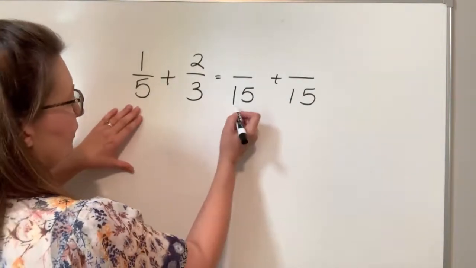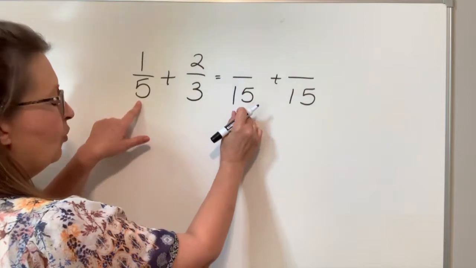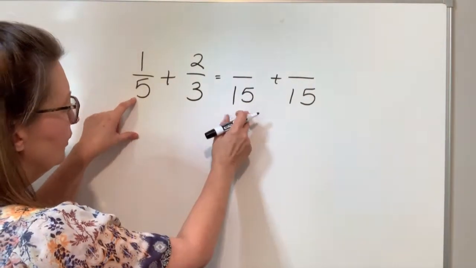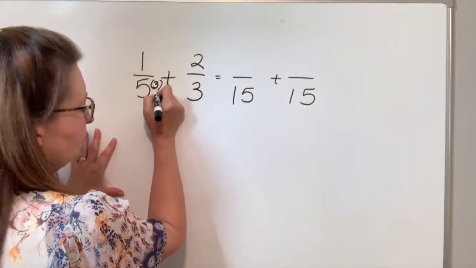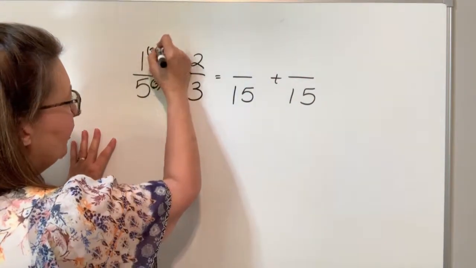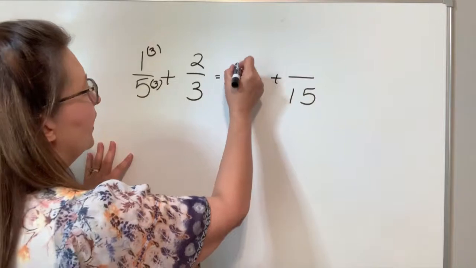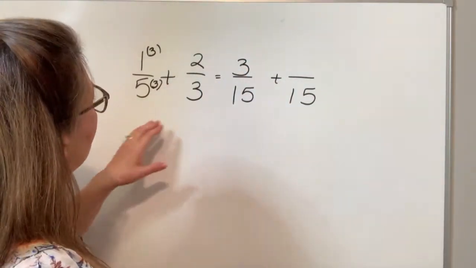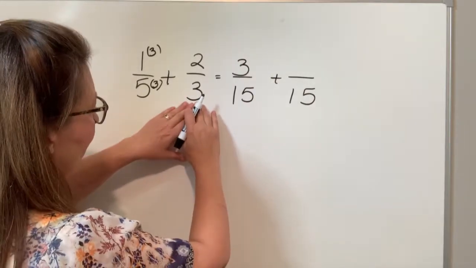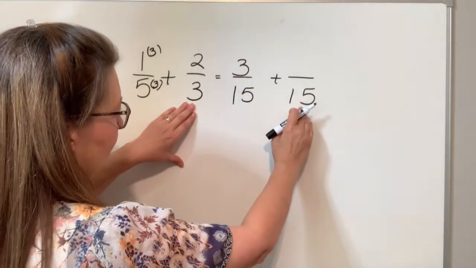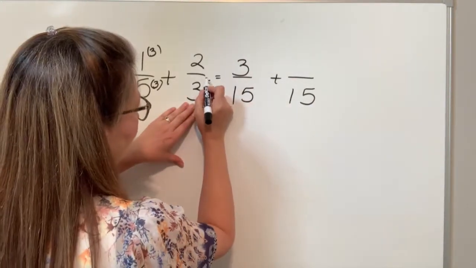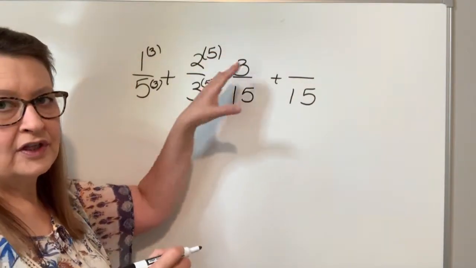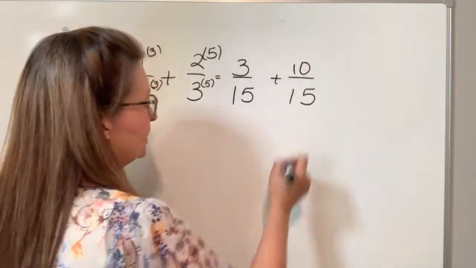Now I want this fraction here to be equal to my first fraction here. What did I do to my old denominator to get the new one? I multiplied it by 3. So I've got to multiply the numerator by 3. That's going to give me 3/15. Now I ask myself, what did I multiply this denominator by to get my new denominator? I multiplied it by 5. So I'm going to multiply the numerator by 5. 2 times 5 is 10.